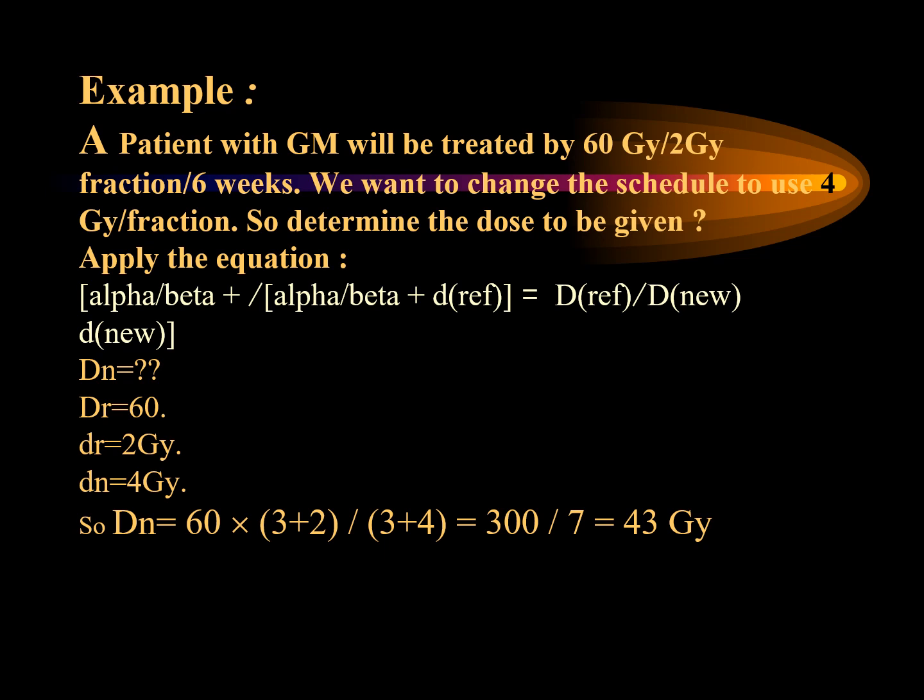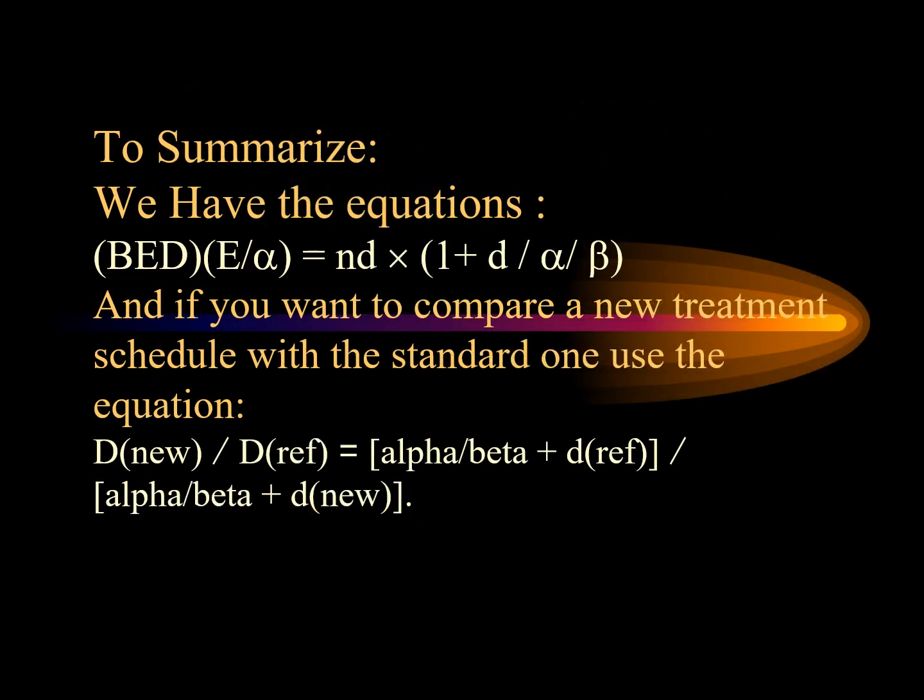So now we know that if you want to give an equivalent dose, you can give 43 gray, 4 gray per fraction, and you can divide over the days. You may end up with a 3 weeks treatment, something like that, maybe less than that, I think it's 2 weeks treatment, something like that. So it's a very simple way of doing things.